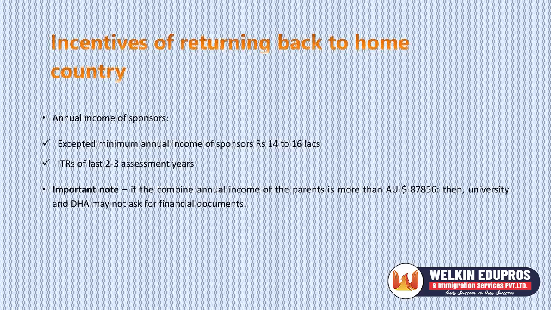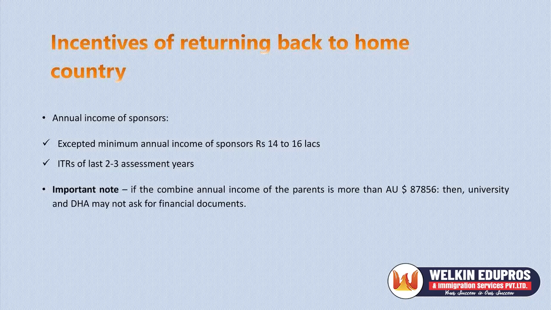If the ITRs are below 16 lakhs, I say it gets really difficult to clear the GSR part. A very important point I would like to share: if a student is financially sound, and the combined annual income of the parents is more than Australian dollar 87,856, which is approximately 50 lakhs in INR, then the university and DHA may not ask about their financial documents.